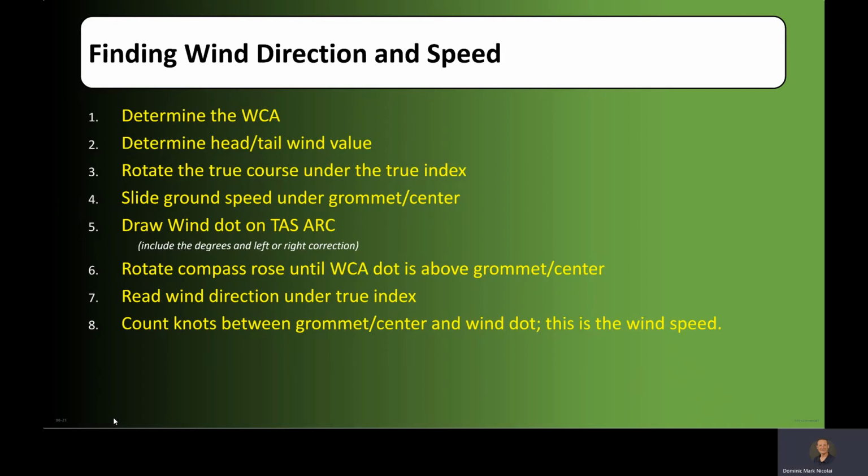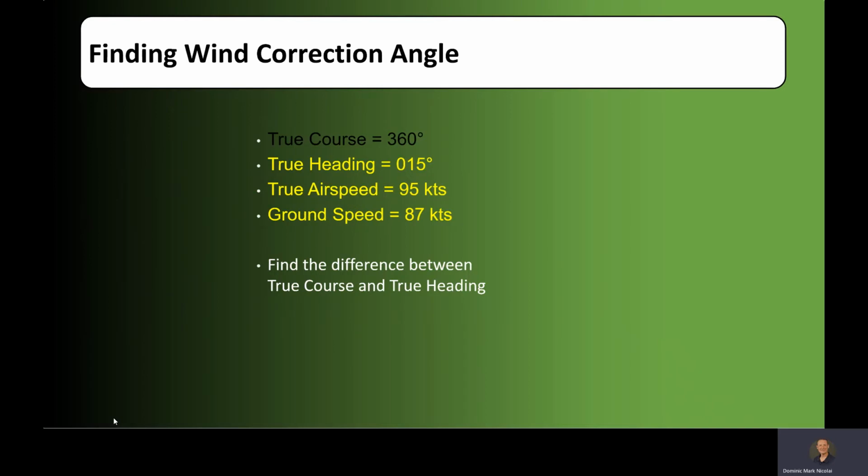Remember, when you do this the normal way, that's the first thing you do, you put your wind dot down above the grommet so many knots. Then we can read the wind direction under true index. And we can count the divisions between our grommet and our wind dot for wind speed. Those are directions there. So let's go over doing an example. And we're going to start with the first step.